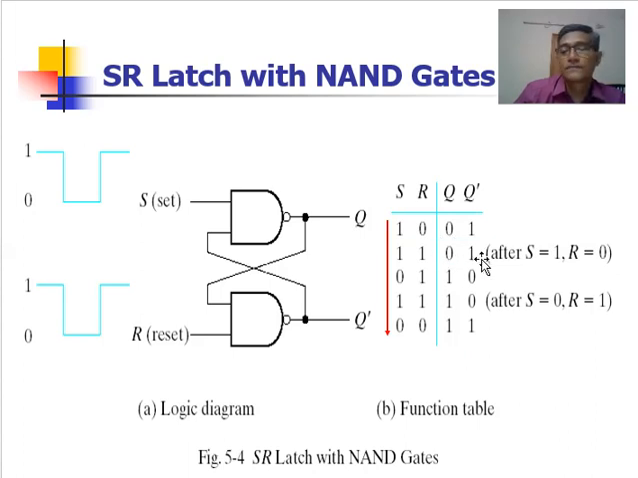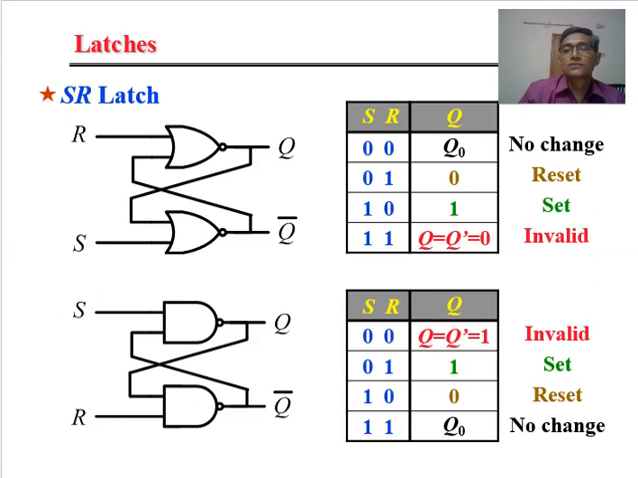Q remains 0 and Q dash is 1. When S is equal to 0 and R is equal to 1, Q becomes 1 and Q dash becomes 0. At this stage, if S changes from 0 to 1 also, there is no effect, and Q and Q dash remain the previous value. But when both S and R are equal to 0 0, now the indeterminate state comes, where both Q and Q dash tend to be 1 1, which is not allowed. So this is the function table for an SR latch implemented using a NOR gate as well as a NAND gate.